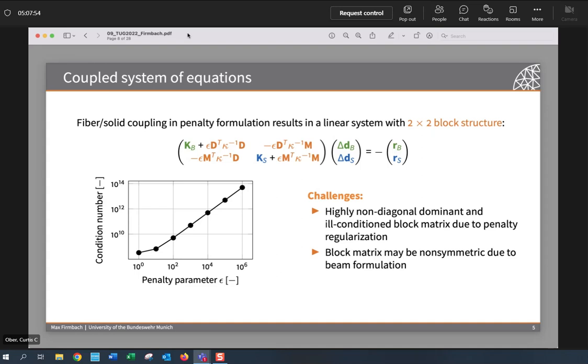And of course, this is not optimal because we want to have a high penalty parameter to really resemble the physics and have a strong coupling. But on the other hand, this makes our matrix more and more difficult to solve in our linear solver. So the challenge here is that we have a highly non-diagonal dominant and ill-conditioned block matrix due to this penalty regularization. And we might also have a non-symmetric matrix depending on the beam formulation we use.